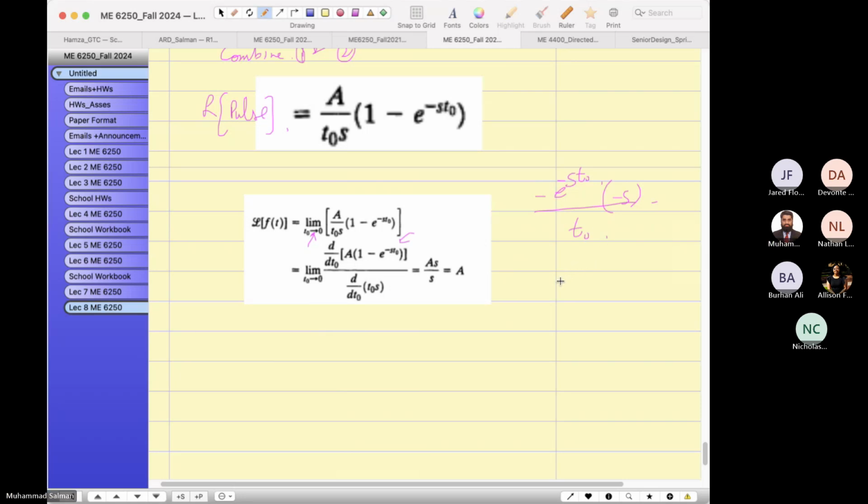This is s, sorry, this is not t naught, this is s. So now you can apply this over here. This is correct. Negative, negative becomes positive. So now you apply the time t equals 0 here. So now you can get this one.